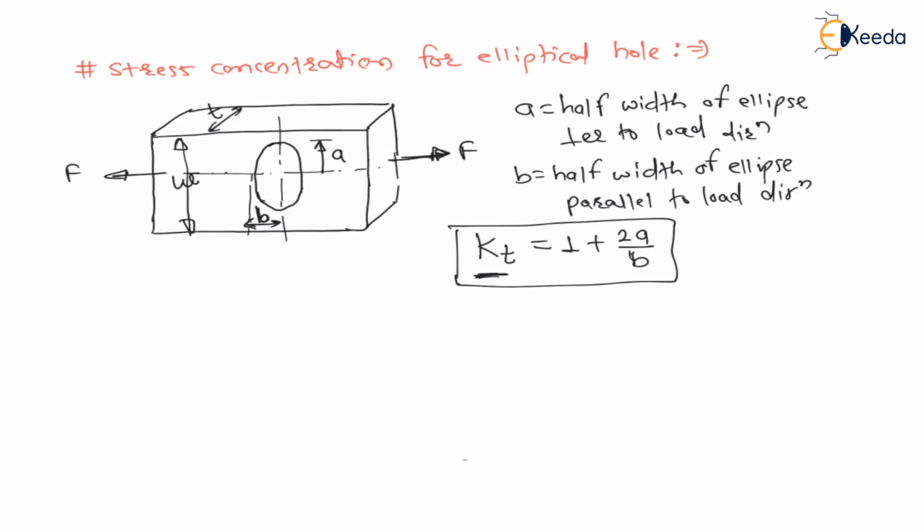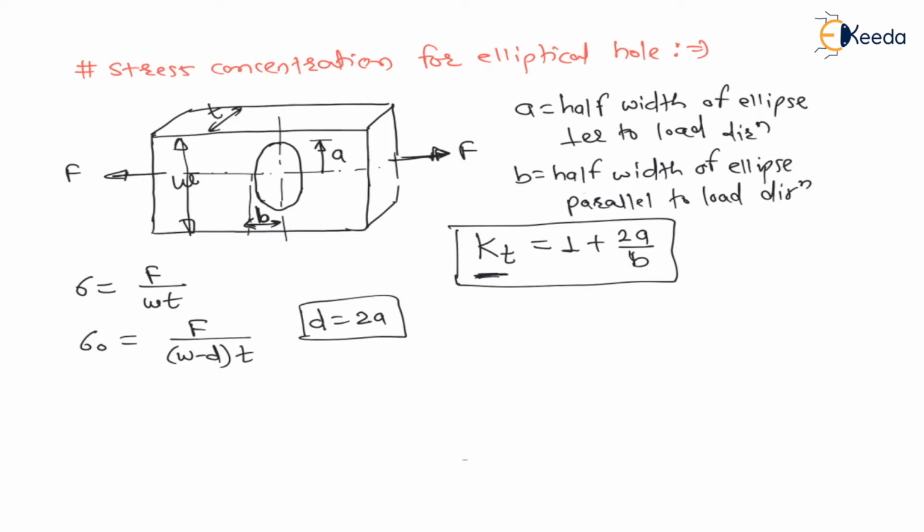Now for this plate, the stress is F divided by area, which is nothing but W into T. Nominal stress, sigma naught, is force divided by minimum area, calculated on the basis of minimum area, that is W minus D into T, right? While calculating the minimum area, W minus D, in this provided case, D is nothing but 2a. This much distance is D, which is nothing but 2a, right?